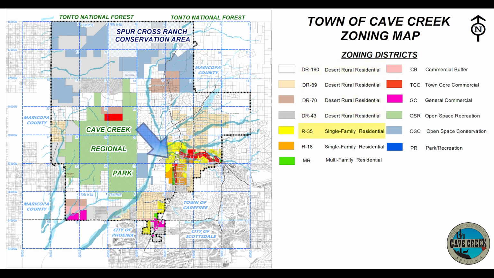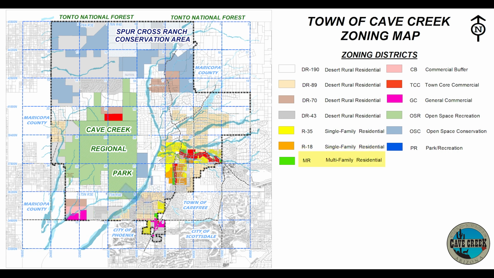R35 in yellow is single-family residential, which is residentially zoned. 35,000 square feet is the minimum lot size, which is just under an acre, or 0.8 acres, and allows for a single-family home. R18 in orange is single-family residential, 18,000 square feet, under half an acre, or 0.4 acres. Just one house is allowed in this zoning district.